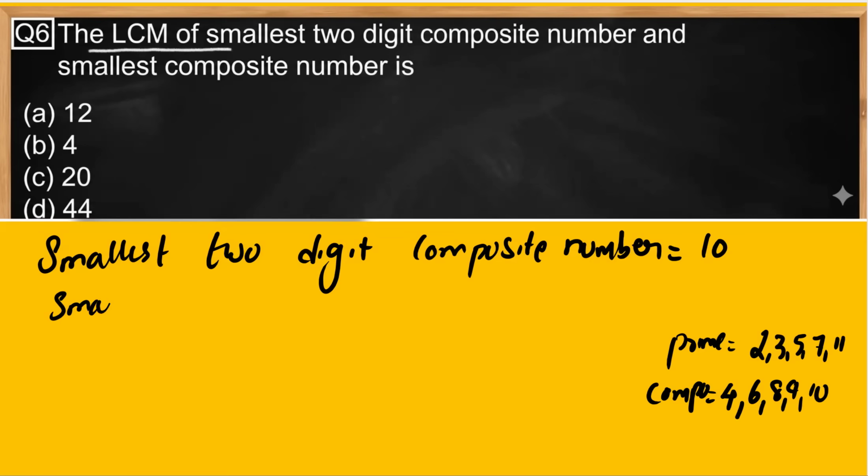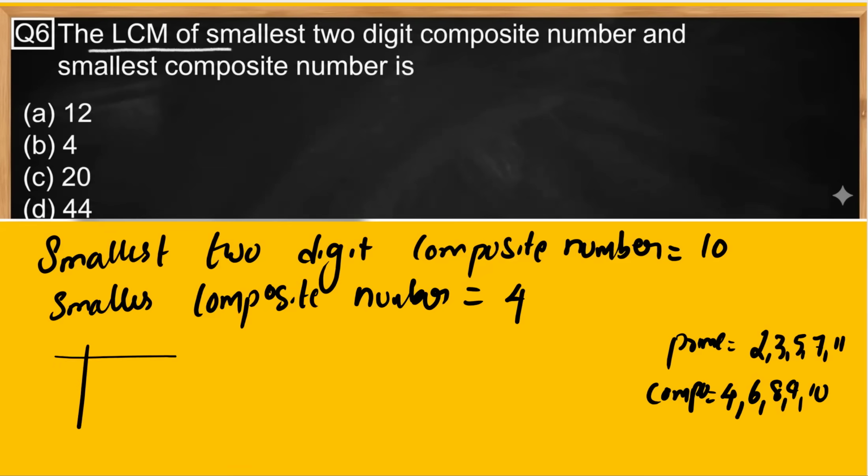Which is the smallest composite number? Which is 4. You can see here, right? So now we have to determine the LCM of 10 and 4. So we have to find the prime factors of 10. What is the prime factorization of 10? The prime factorization of 10 is 2 times 5.